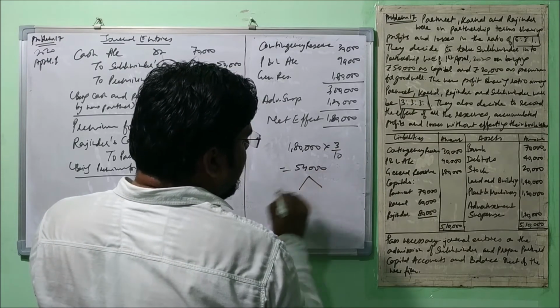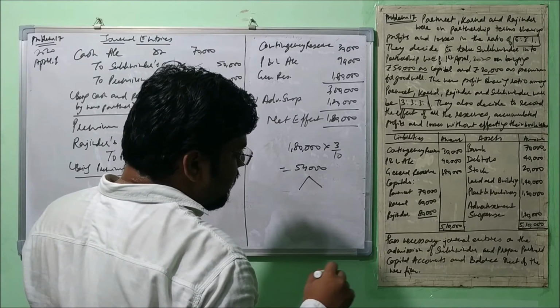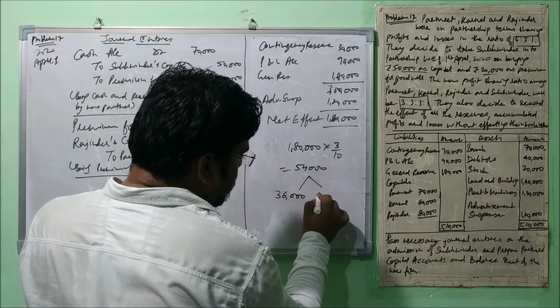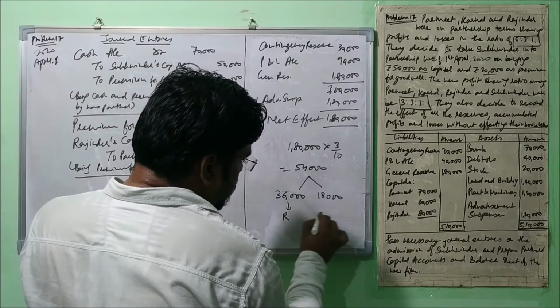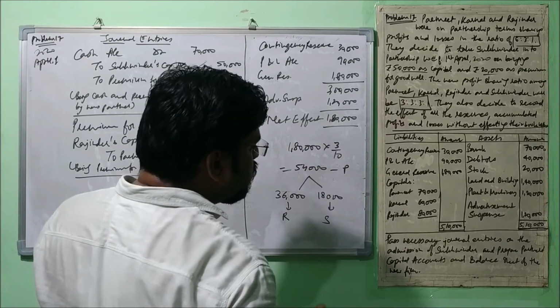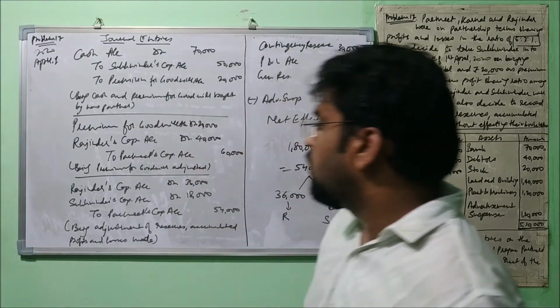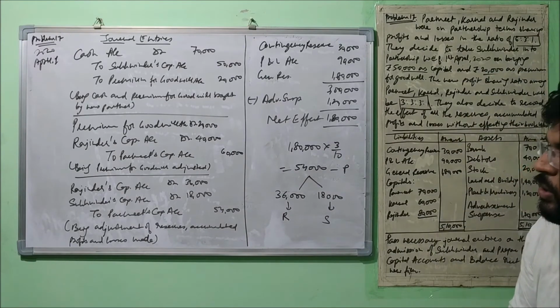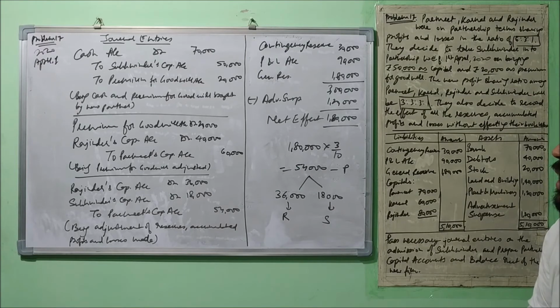54,000. And they both, Rajinder and Sukhwinder, are gaining by 2 by 10 and 1 by 10. This amount will be divided, that is 36,000 and 18,000. So this will be borne by Rajinder and this will be borne by Sukhwinder, and this amount will be given to Parmeet. So one entry has to be passed here. Rajinder's capital account debit 36,000, Sukhwinder's capital account debit 18,000, to Parmeet's capital account 54,000. Alright, being adjustment of reserve, accumulated profits and losses made.